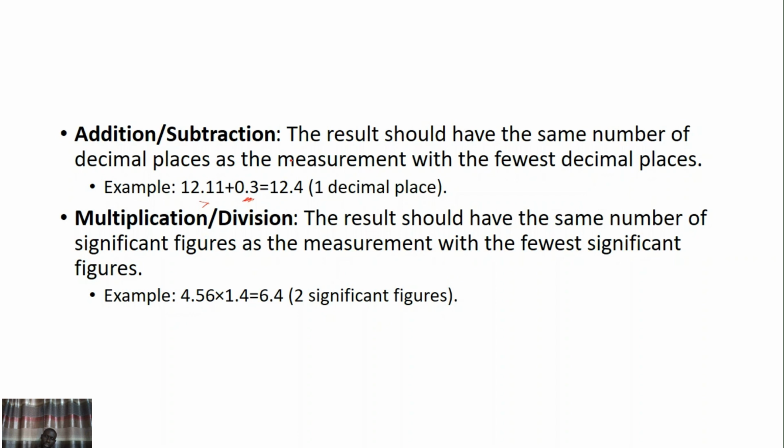Multiplication and division. If you are doing multiplication and division with decimal numbers, your result should be expressed in the same number of significant figures as the number with the fewest significant figures. Look at this example. This is three significant figures and this is two significant figures. Your result should be expressed in two significant figures. That's the rule.